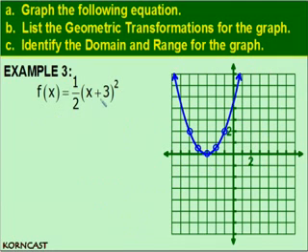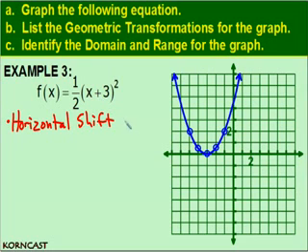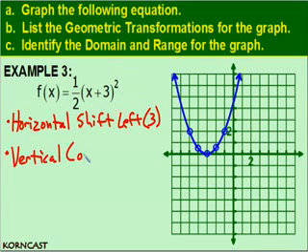And again, because I have x plus 3 squared, that means my graph got shifted to the left 3. So I'm going to have a horizontal shift left 3. And there's no k value, so there will be no vertical shift. However, I'm multiplying by 1/2, so that means I'm going to have a vertical compression of 1/2.